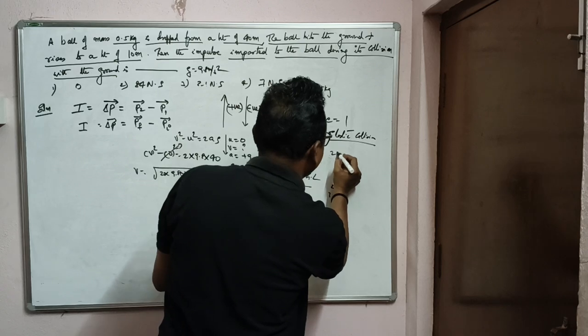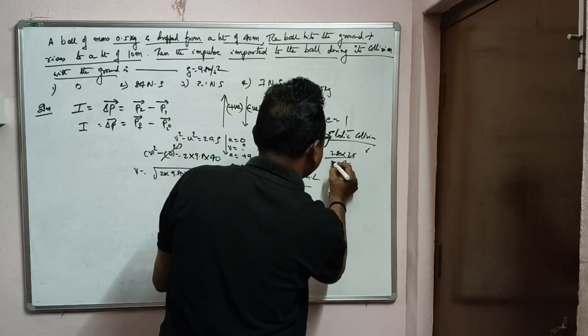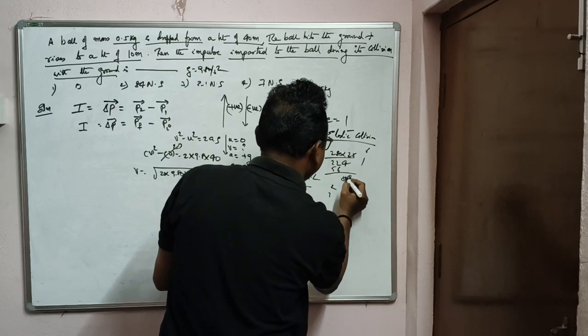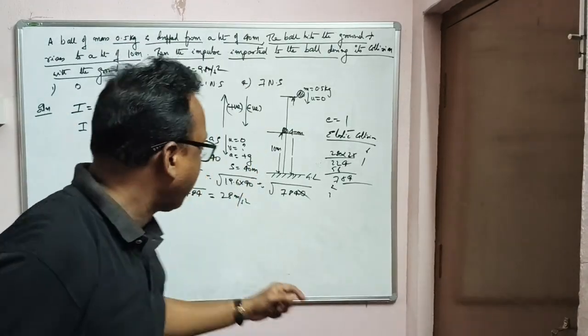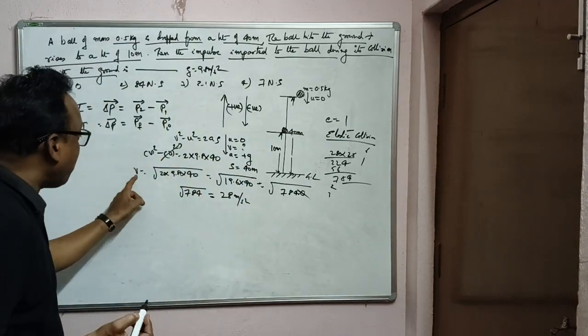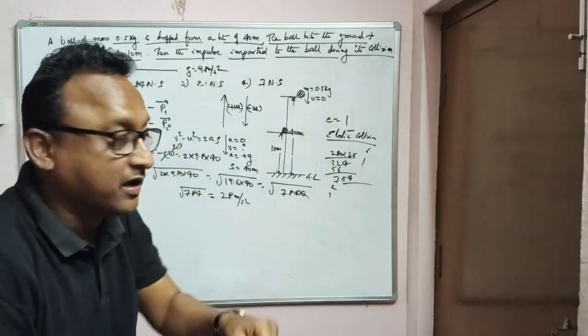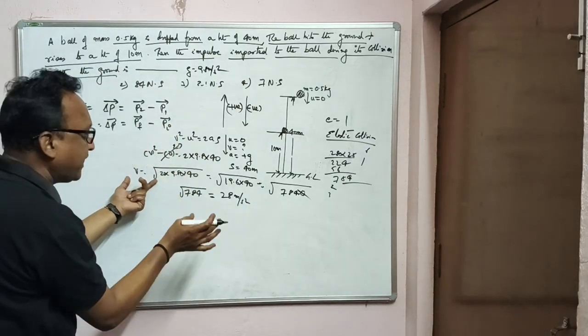You can check it in the rough work. 28 into 28, 8 8s are 64, 8 2s are 16, 22, 2 8s are 16, 1 to the 4, 1, 5. That's it, 784. So the square root of that value is 28. That means this is v before hitting the ground. Now you got the velocity before hitting the ground.